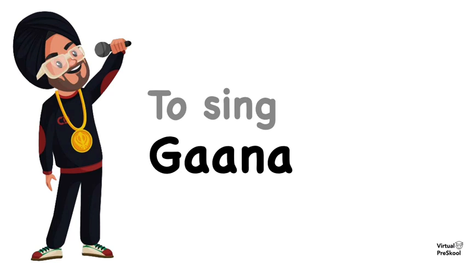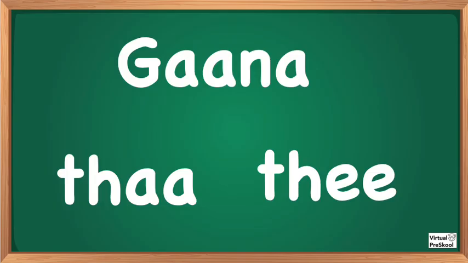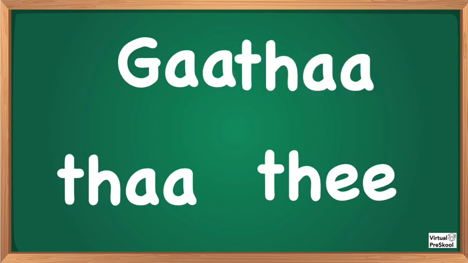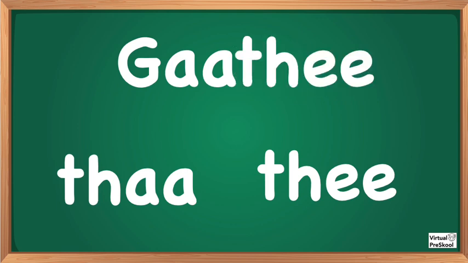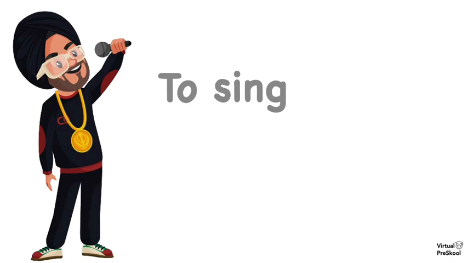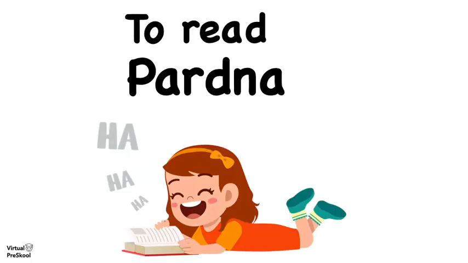To sing is gaana. What happens first? We use your lightsaber to chop off the na. So we are left with ga. But now the word is incomplete and needs an ending. What will the new verb be? Gaata or gaati? Well, this is uncle singing, so what would he say? Gaata.